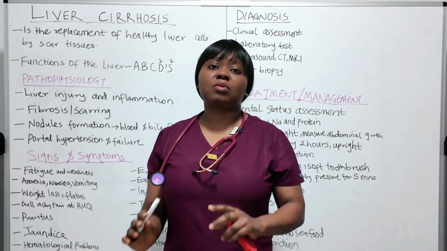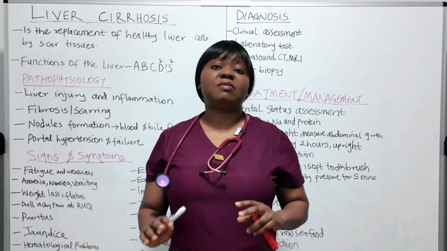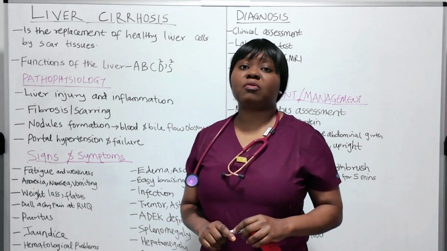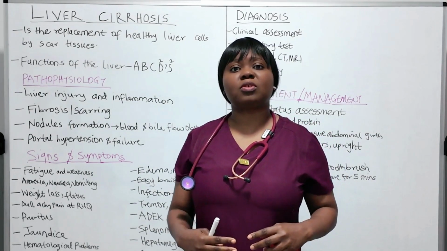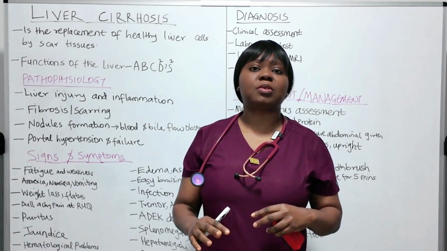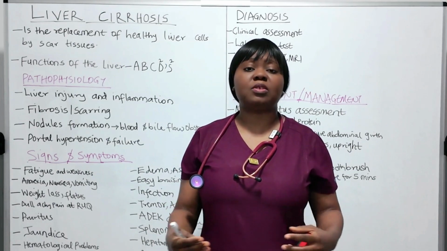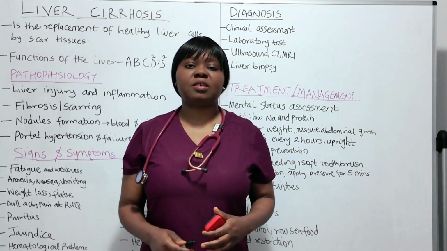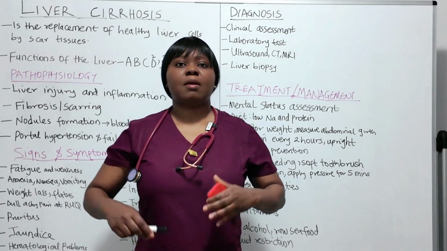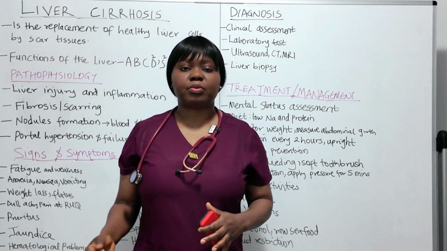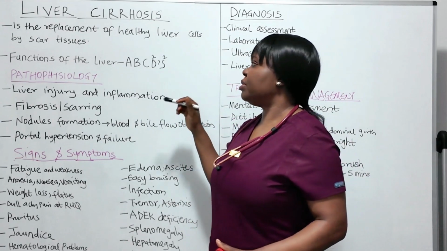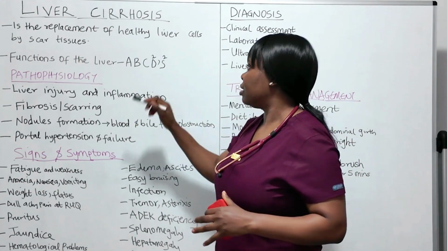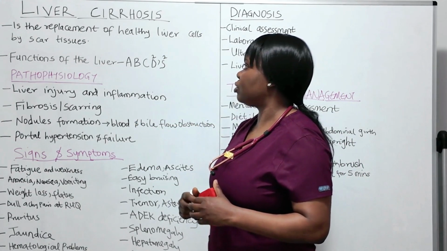Now, before we look at the pathophysiology of liver cirrhosis, I want us to first look at the function of the liver, because the liver does a lot of functions. So that when we look at the signs and symptoms, we will understand why the patient feels that way. The function of the liver can be divided into metabolism, storage, and production. But I've broken it down into what I call the ABCDs function of the liver. The D is raised to power 2, the S is raised to power 2.